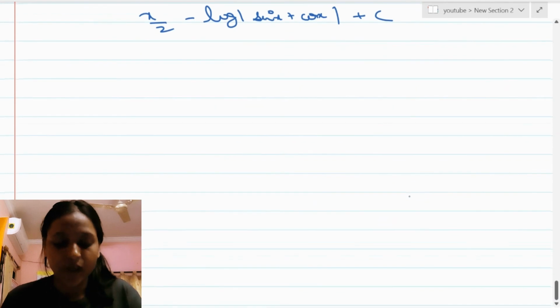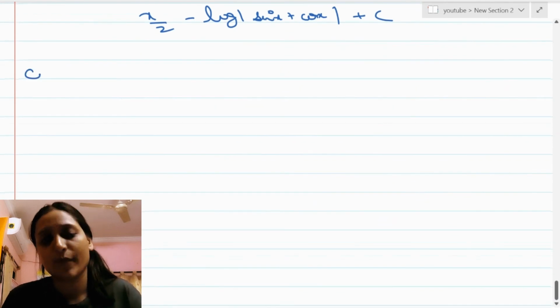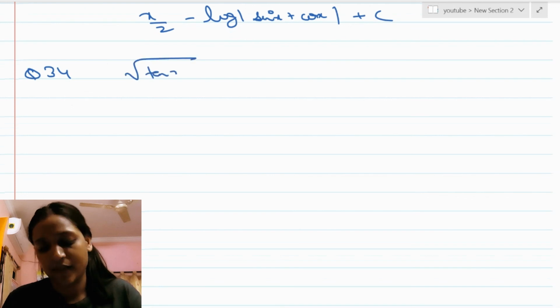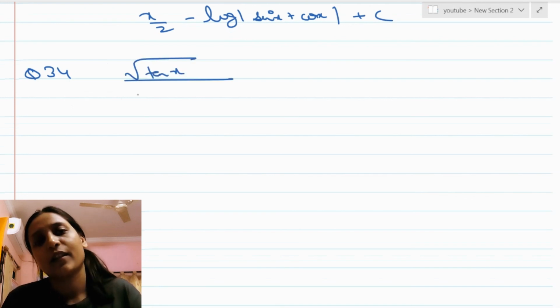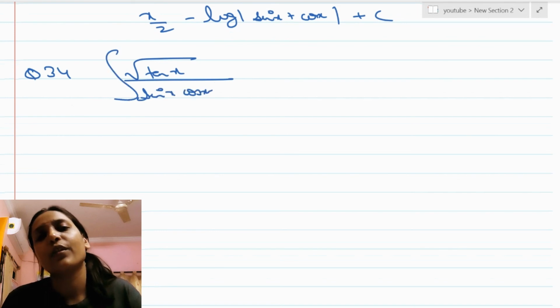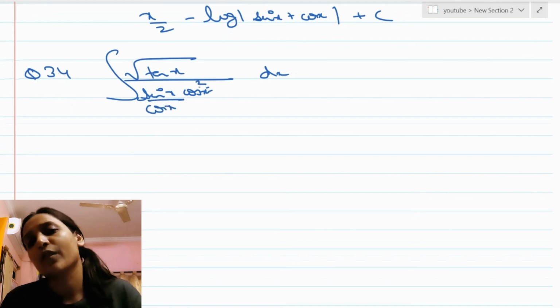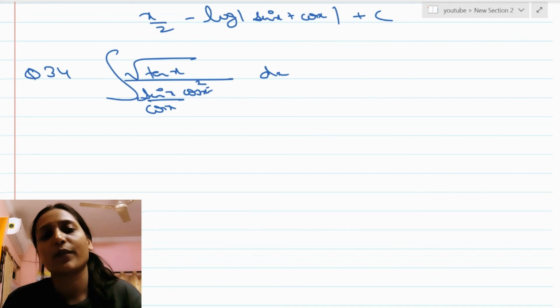Now let's move ahead to the next important question, which is question number 34 from the exercise. So this is root tan x divided by sin x cos x. Now, anytime you see such a question, you would have to convert one function to the other so that we can simplify it and then differentiate it. So, in order for me to convert this into tan, I would have to multiply this and divide this by cos, so that sin by cos becomes tan, and then cos into cos would become cos square x. So, that's what I'm going to do.